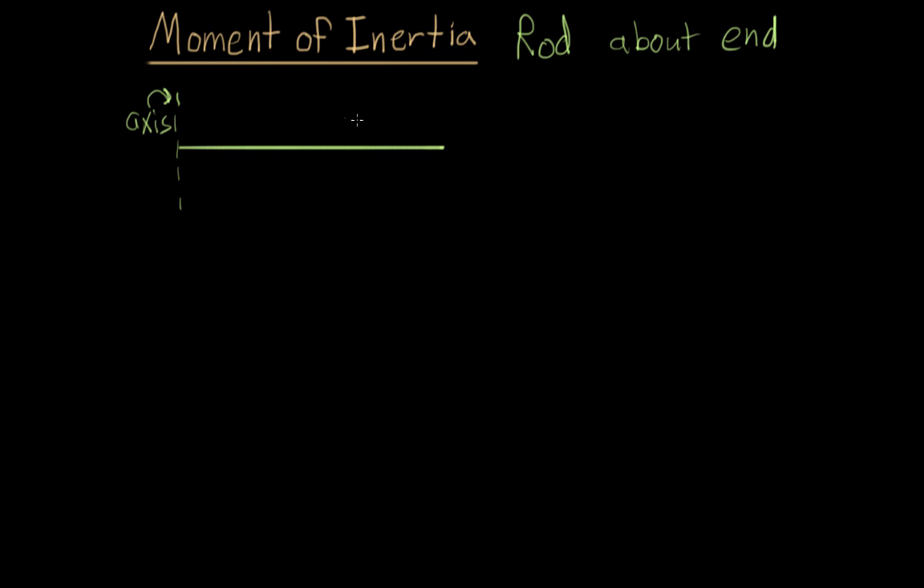So this is my long thin rod, and the only information we really know about this is that it has some length L, from both ends, and it has some mass M. So these are our constants in this problem, and our moment of inertia equation reads I, which is our moment of inertia, is equal to the integral of r squared dm.